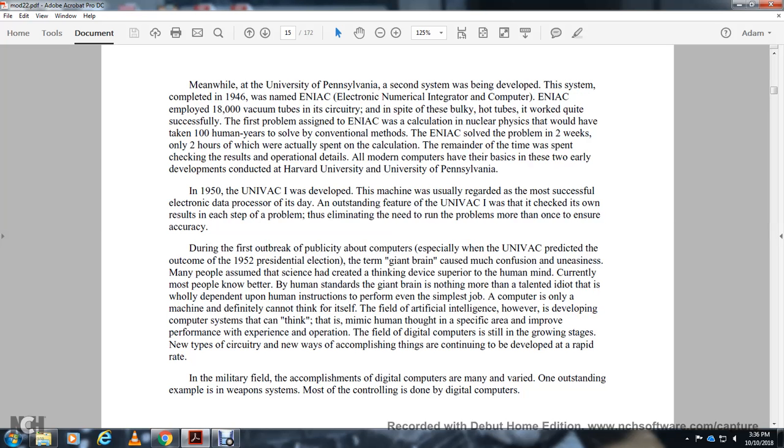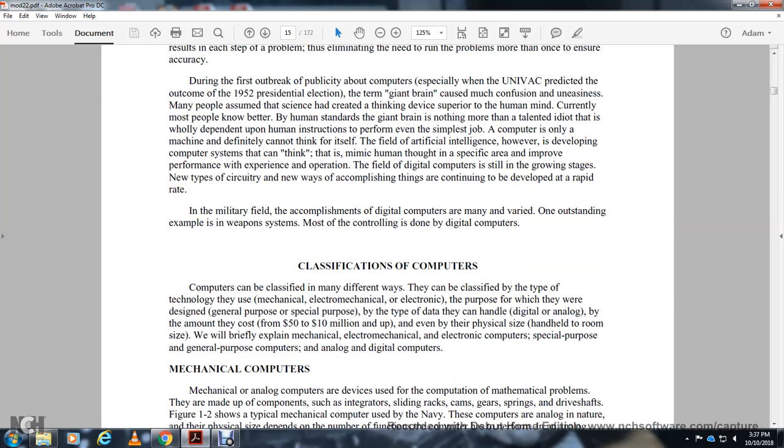However, the field of artificial intelligence develops computer systems that can think, that is, mimic human thought within a specific area and improve their performance with experience. The field of digital computers is still in a growing stage. New types of circuitry and new ways of accomplishing things continue to be developed at a rapid rate. In the military field, a very outstanding example is the weapon system, where the controlling is done with digital computers.